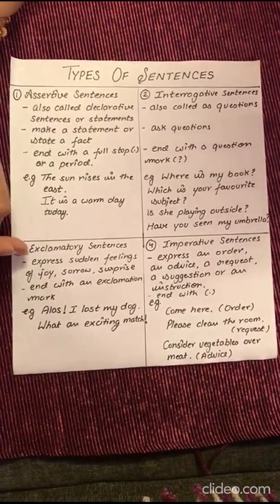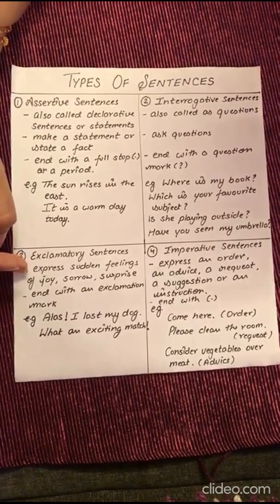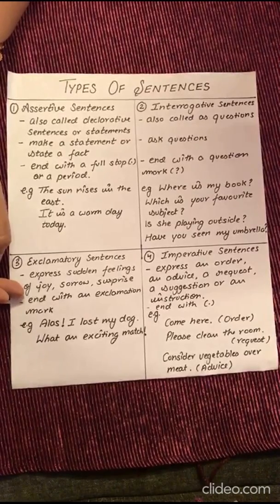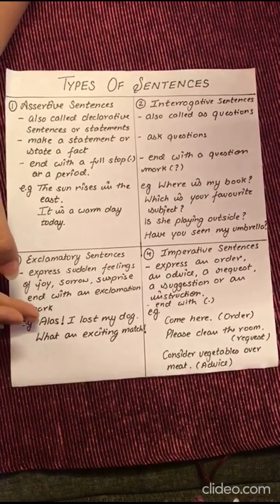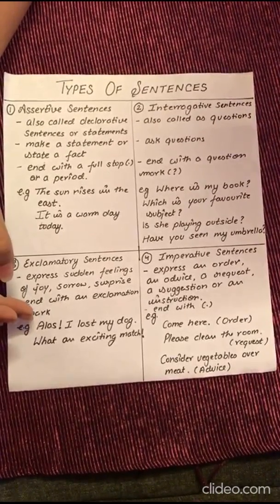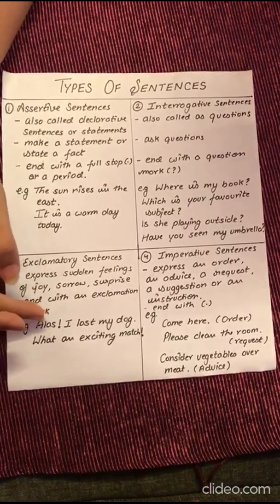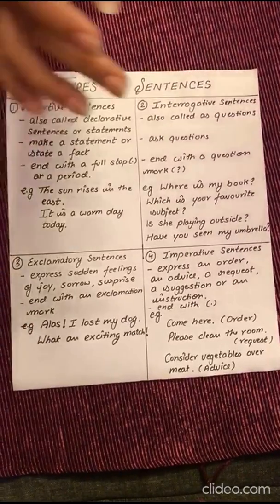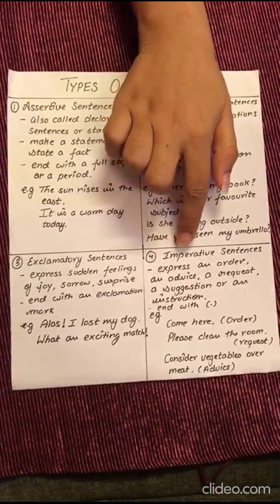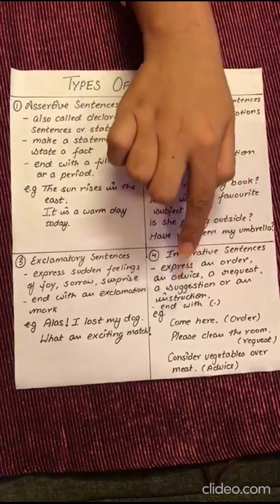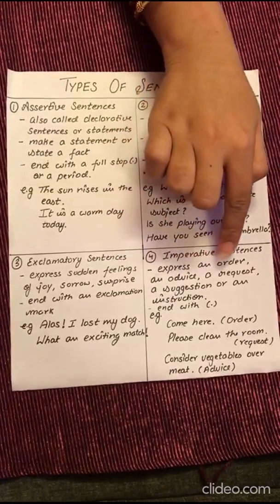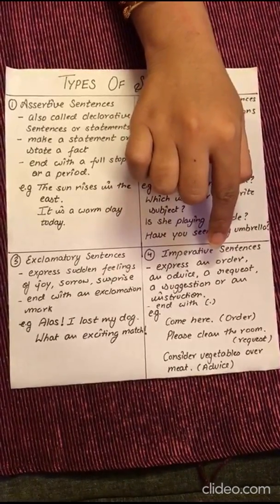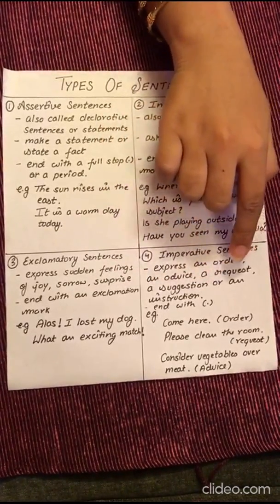Exclamatory sentences express sudden feelings of joy, sorrow, surprise. They generally end with an exclamation mark. Alas, I lost my dog. Alas is an interjection here. What an exciting match! The next type of sentences are imperative sentences that give an order or an advice or a request, a suggestion or instructions. They end with a full stop.